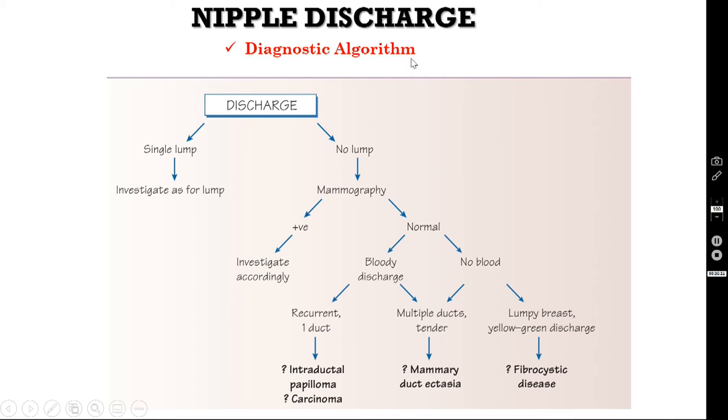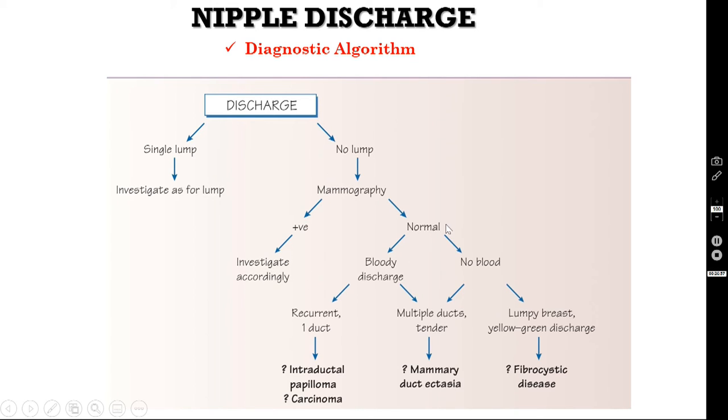This is a diagnostic algorithm. If somebody is having a nipple discharge, if it is a single big lump, then you have to investigate that as a lump. You have to do the triple assessment for the lump, that is clinical exam, then an imaging investigation, and then biopsy also. That is triple assessment. If there is no lump and the patient is having discharge, then you have to go for mammography. If mammography is positive, then you have to investigate accordingly. Maybe the patient is having some malignancy.